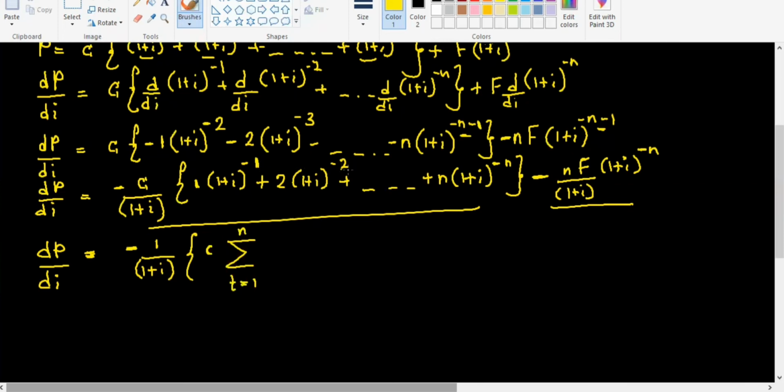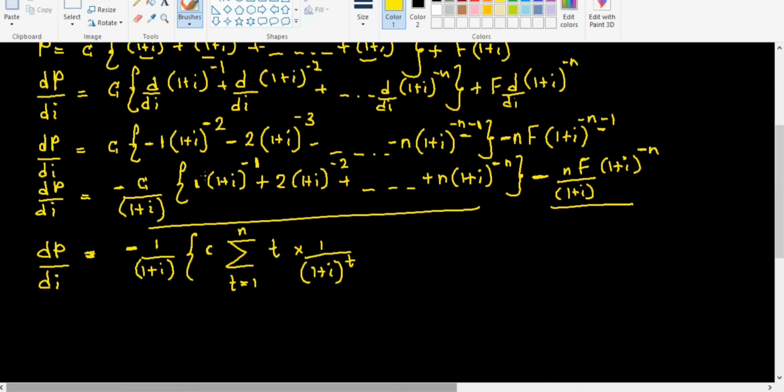1, 2, 3, likewise. T starting from 1 to n, then we can write this as 1, 2, 3 up to n, the time as t, into the coupon payment is here. We took this here, then we can write it as 1 over 1 plus i to the power t. So this is the formula for this coupon payment part.